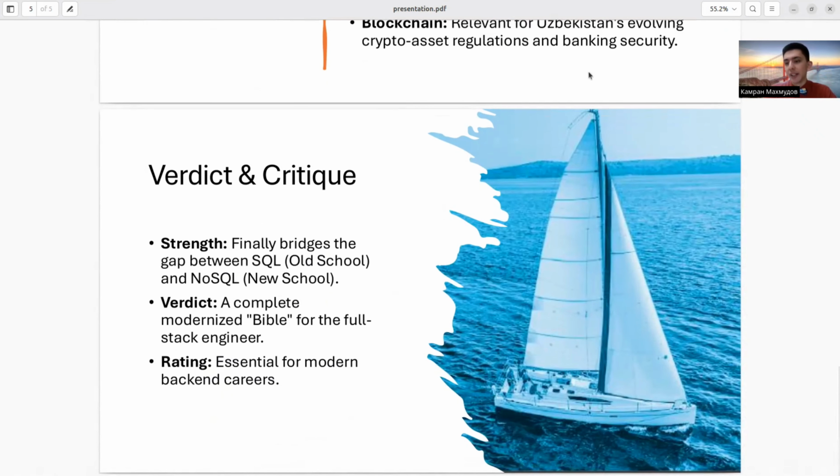Coming to my critique and verdict. In the past, people used to say that such books were old school. But this problem has been fixed. It is now a bridge between the old school, just SQL, and the new school, NoSQL. In my opinion, my verdict is that it's now a complete Bible for backend engineers or full stack engineers. If you just need to create one website, you can easily avoid reading this book. But if you want to be a real professional engineer who will be in demand in the coming years, this book is essential for your career.